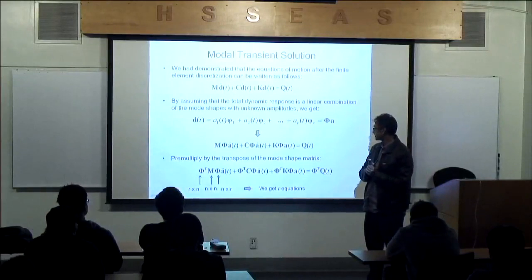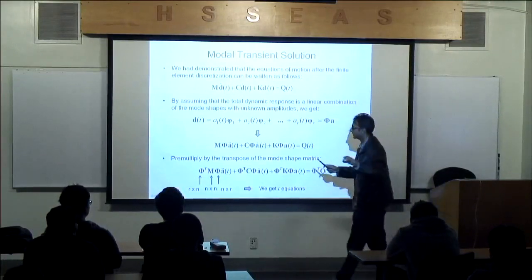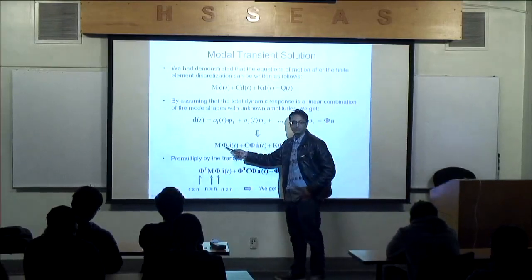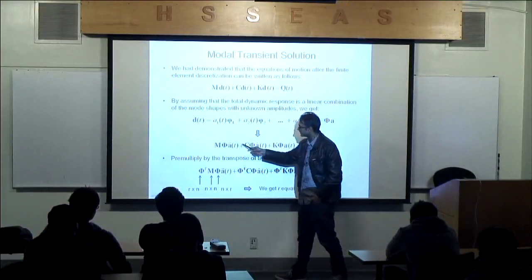So 40 equations. So this is not very helpful yet. But hey, this is a trick now. What if I now pre-multiply everything by phi transpose? Phi transpose.